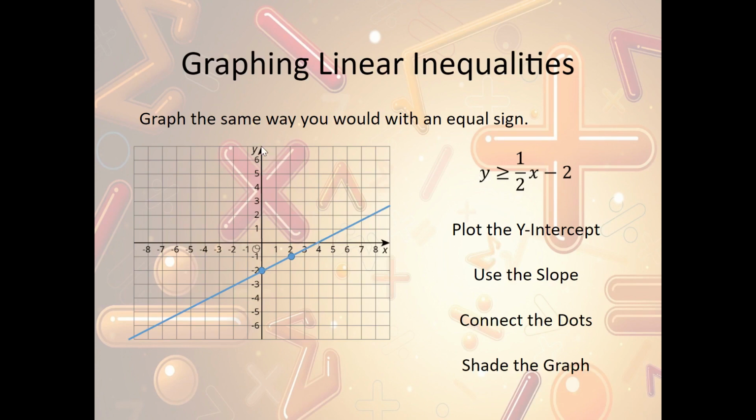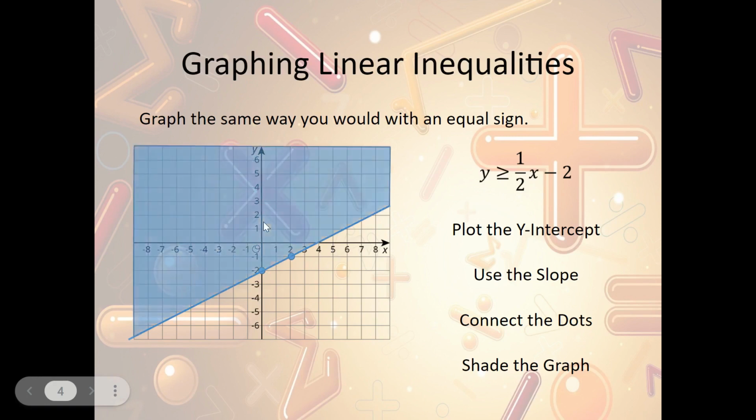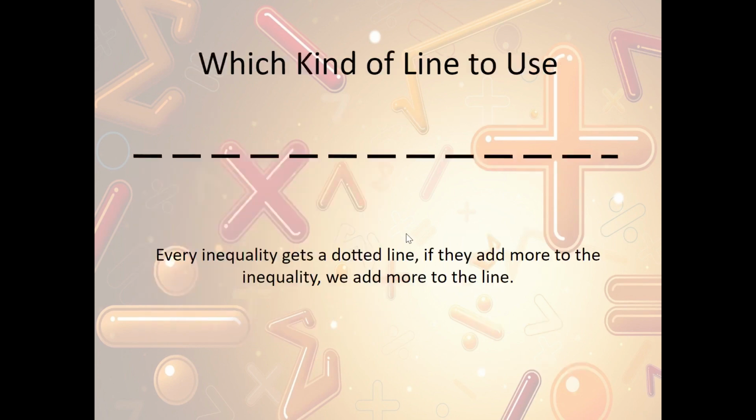Now the difference is we're going to shade where the y values are bigger than the line. So I'm going to look at the y-axis here, and I'm going to see where the line crosses, which is here. And I want all the y's that are bigger than that line. Well, they're all up here, so I'm going to shade that area above the line. So the shading is a new aspect of graphing that we need to consider.